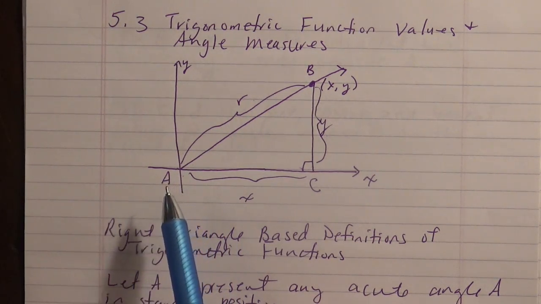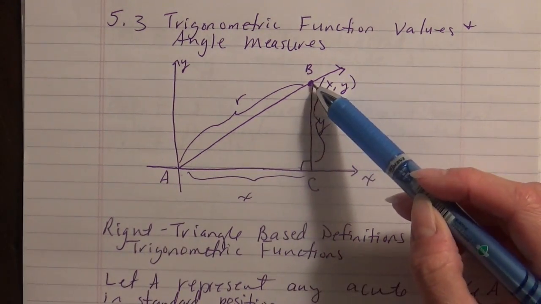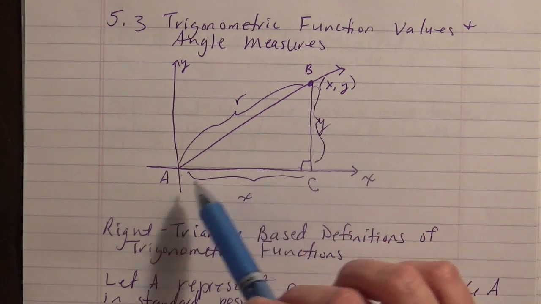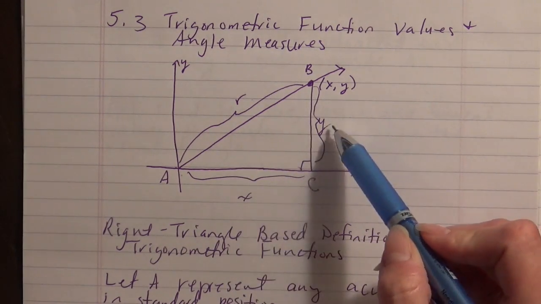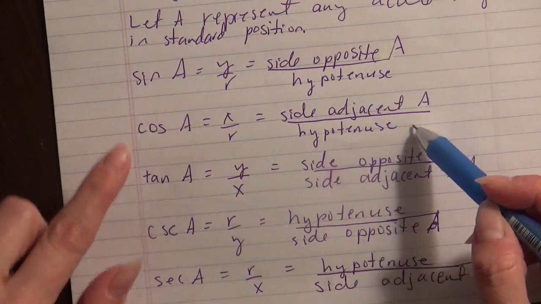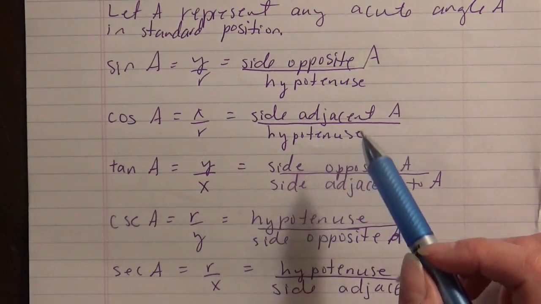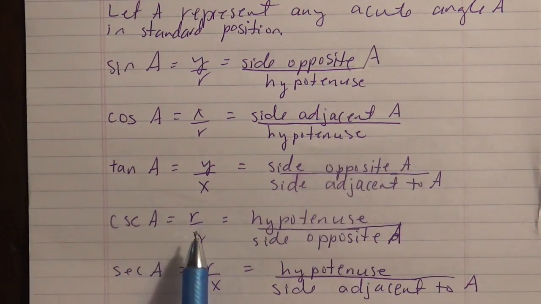Tangent we know to be y over x. So if I'm working from angle A, y would be the side opposite angle A, and x will be the side adjacent to angle A. So we can say that tangent of A is equal to the opposite over the adjacent. So that's how we get the first three definitions. The remaining ones we know to be the reciprocals of the ones that we already did. Cosecant is still the reciprocal of sine, secant is still the reciprocal of cosine, and cotangent is still the reciprocal of tangent.